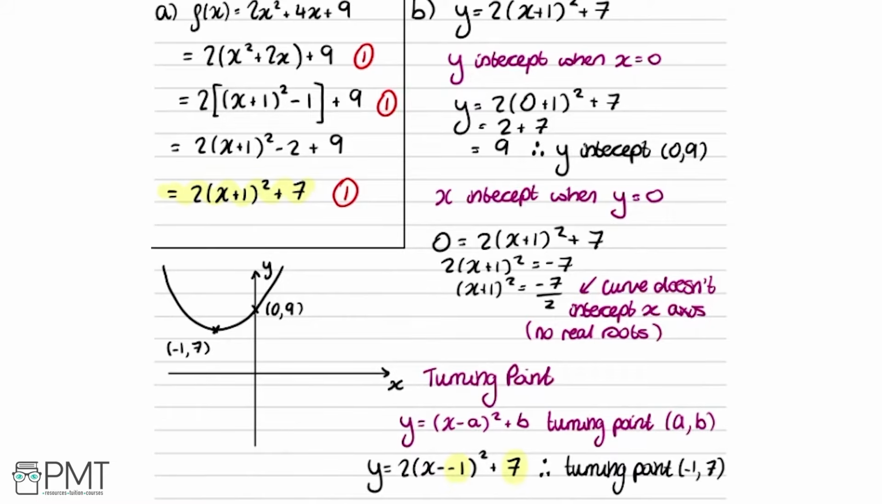Fantastic. So now looking to where we get the 3 marks. We get all the marks from on the graph. So we get 1 mark here for having the correct y-intercept, so 0, 9. We get the second mark for the correct turning point, so minus 1, 7. And then we get a third mark for it correctly being a U-shaped curve.